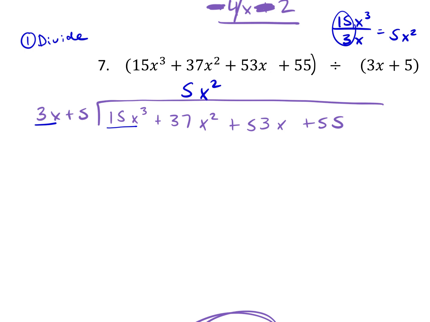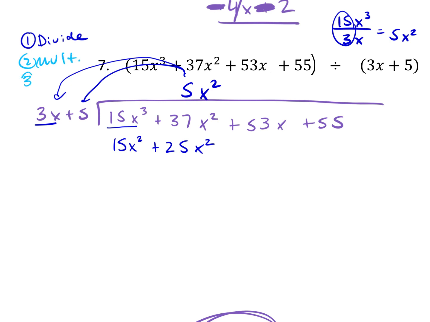Next, we multiply. So I'm multiplying 5x squared times everything out front. So it'd be 15x to the 3rd power plus 25x squared. After we multiply, what's next? Change the signs and combine. So this becomes a minus 15x squared and minus 25x squared. The 15x squareds cancel. What is 37x squared minus 25x squared? 12x squared.